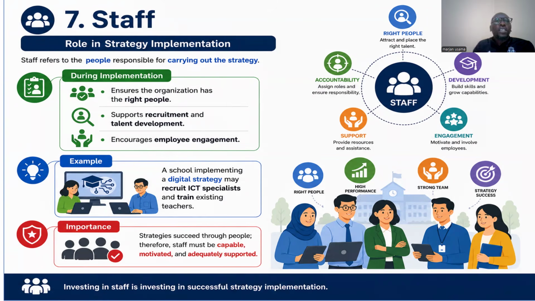Okay. So during implementation, the staff ensures the organization has the right people. Number 1, ensure you have the right people. Number 2, support recruitment and talent development. So you always have to recruit, and you also have to have a plan for developing. This is where the training, you are talking about training. You need to have a program as an organization to develop the talents of your employees. Then lastly, encourages employee engagement.